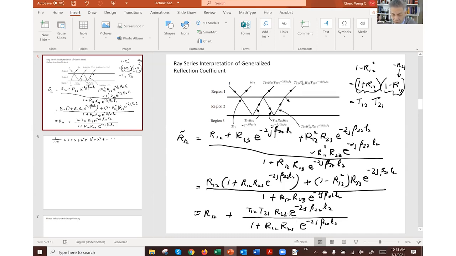another distance. The total distance traveled by the wave gives 2j beta 2z L2, so it gains a phase factor, which is given by this. And then finally, when it emerges again, it becomes this way because it has to go through a T21 over here. So you can trace this ray series one by one. The first ray series will be this, and then you go to the next term and trace the next ray series, and so on. This is the ray series interpretation of the generalized reflection coefficient, which comes in useful in many works. Are there any questions regarding this?